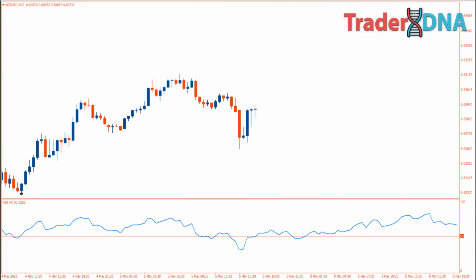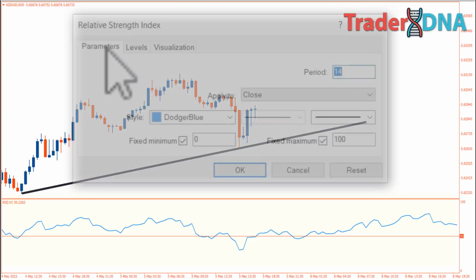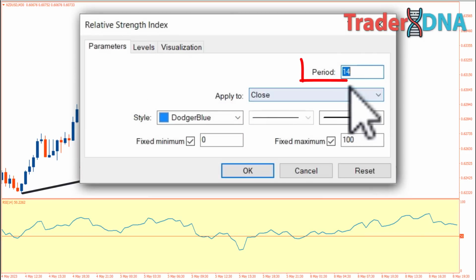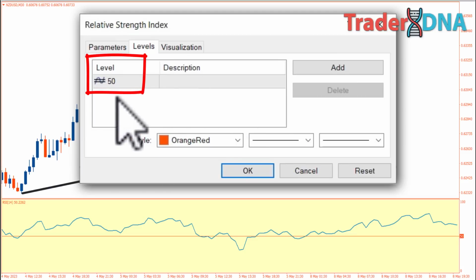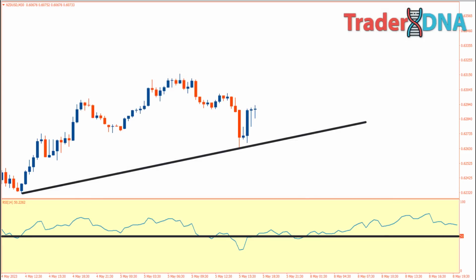Another confirmation technique you can utilize is the RSI, or Relative Strength Index indicator. To implement this strategy, you need to adjust the RSI settings. Simply go to the indicator's settings and change both values to 50. This adjustment will create a single line in the middle of the indicator. Here's how the strategy works. Take a look at this chart with the RSI indicator applied.